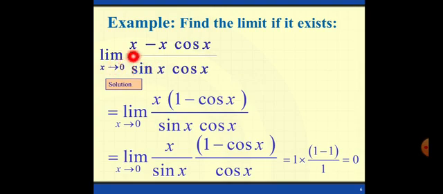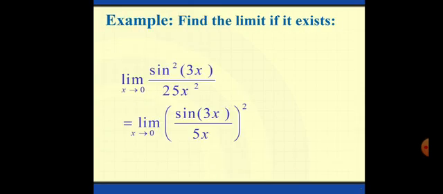Another example. Here we have the limit of x minus x cosine x over sine x cosine x when x tends to 0. Now you can note that x is a common factor, so you can take x as a common factor from above, and we have sine x cosine x below. After that you can divide this problem into two parts, x over sine x and 1 minus cosine x over cosine x, when x approaches 0. The limit of x over sine x, we know from the previous rules, is 1. And for 1 minus cosine x over cosine x, you can use direct substitution. You can substitute x equals 0 in this part. So 1 minus cosine 0 over cosine 0 equals 0. So the final answer is 0.